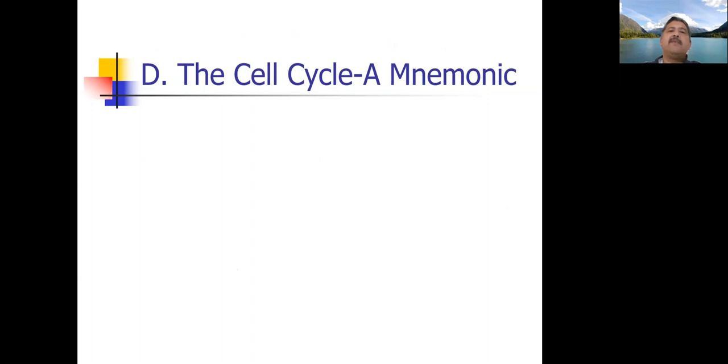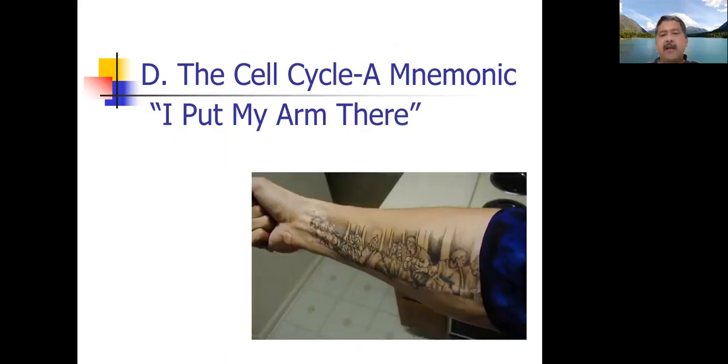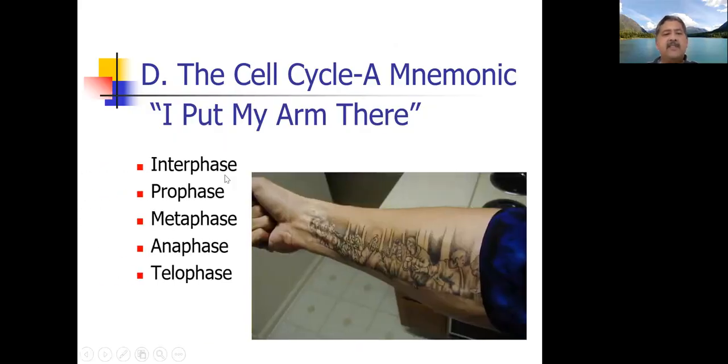So it's helpful to remember the stages of the cell cycle. Here's a mnemonic that I give you. I put my arm there tells you that there's interphase, prophase, metaphase, anaphase, and telophase. Some of you might be thinking, well, what about cytokinesis? Well, then let's add Cynthia to here. I put my arm there, Cynthia. That's interphase, prophase, metaphase, anaphase, telophase.